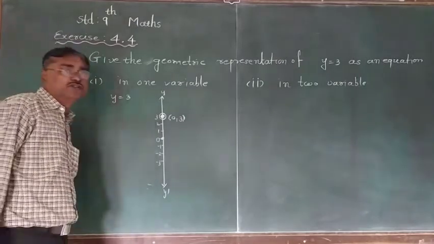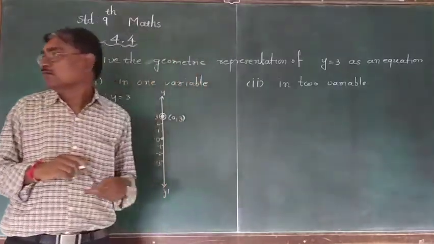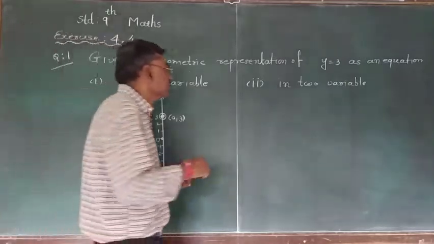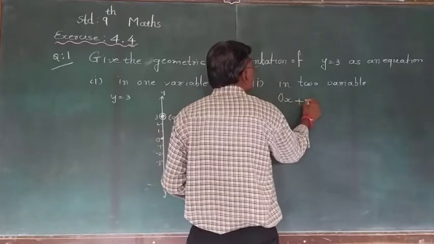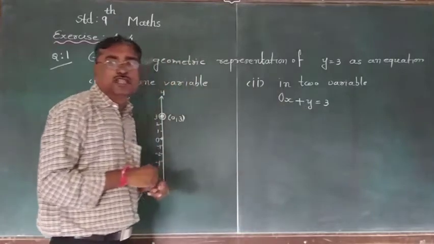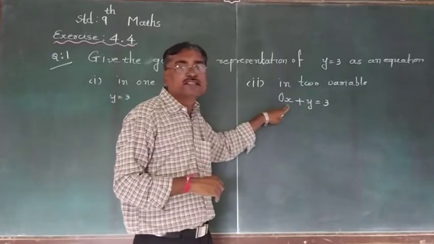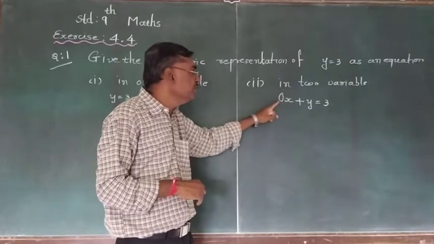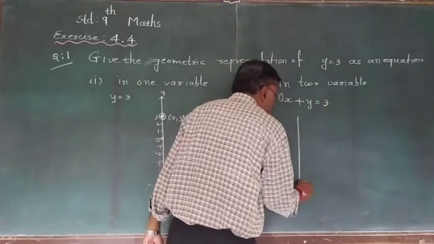Now we are going to draw the second one, in two variables. We know that in two variables we need both x and y variables. So we have not been given x here, so we can write 0x plus y equal to 3. So this is the linear equation in two variables. Whatever 0 multiplied by x is, it will be 0, but we have represented it in this way. So y equal to 3 is the most important.